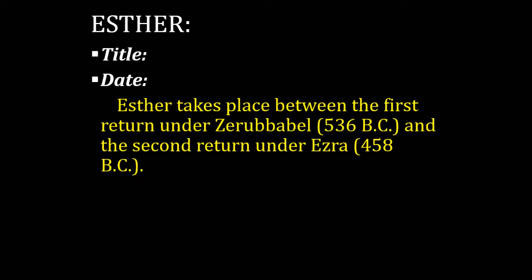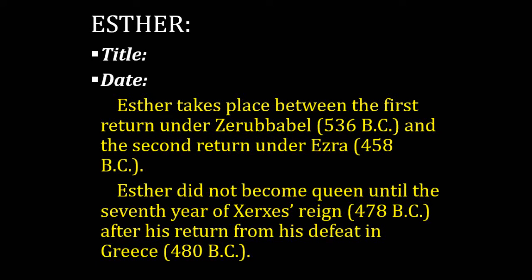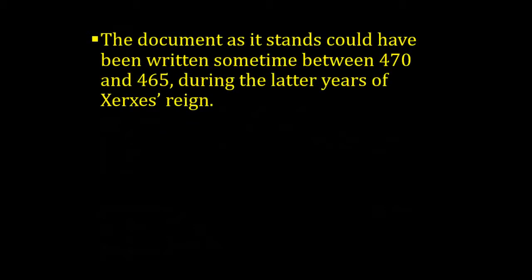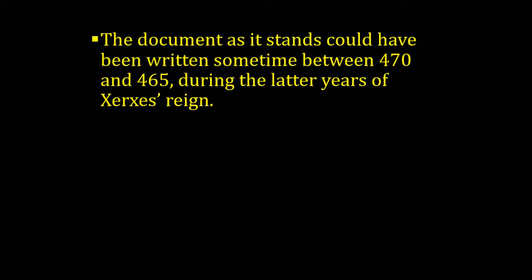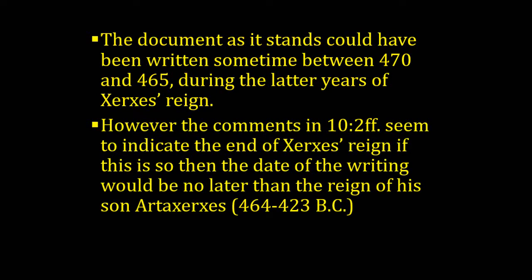The date: Esther takes place between the first return under Zerubbabel in 536 BC and the second return of Ezra in 458 BC. Esther did not become queen until the 7th year of Xerxes' reign in 478 BC, after his return from his defeat in Greece at 480 BC. The document as it stands could have been written sometime between 470 and 465 during the latter years of Xerxes' reign. However, the comments that we find in 10:2 and following seem to indicate the end of Xerxes' reign. If this is so, then the date of the writing would be no later than the reign of his son Artaxerxes of 464 to 423 BC.